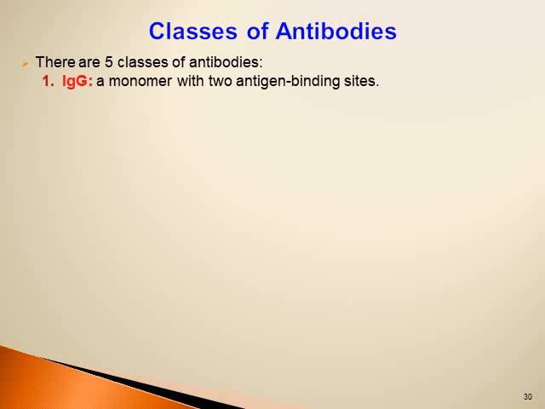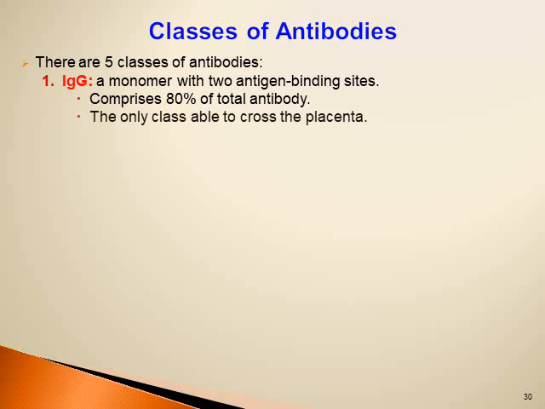IgG is a monomer with 2 antigen binding sites. It comprises 80% of the total antibodies that are present in our body. It is the only class that is able to cross the placenta. So maternal antibodies of the IgG class can cross the placenta and give passive immunity to the fetus. The IgG antibodies provide long-term immunity.